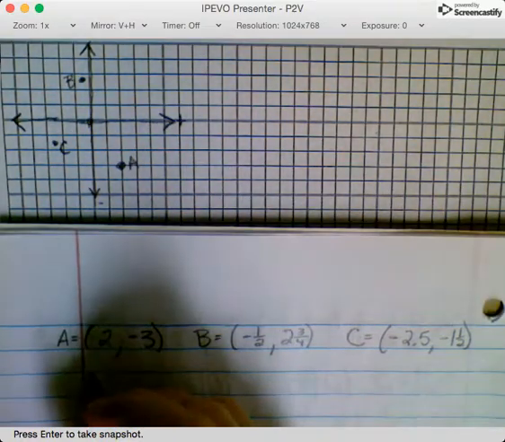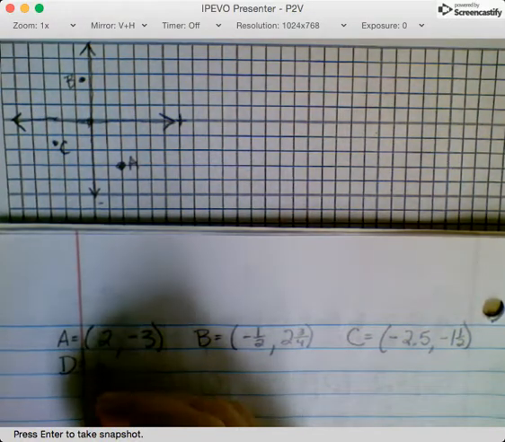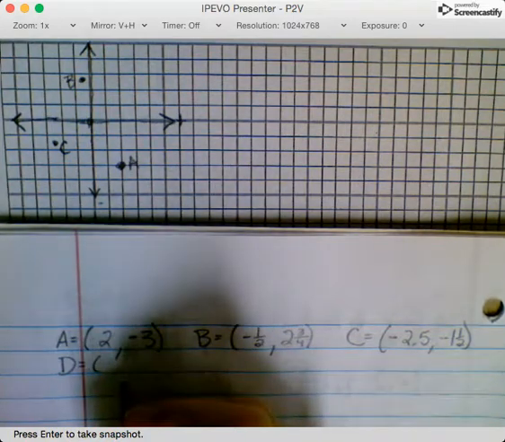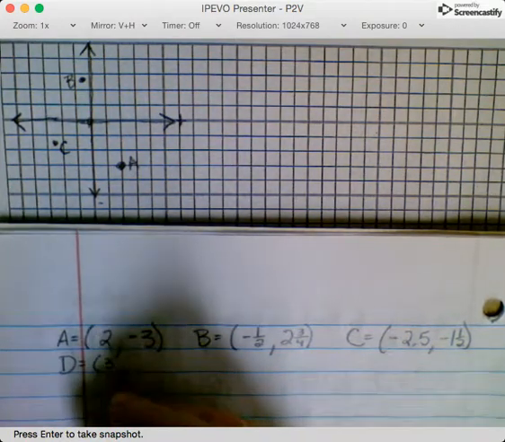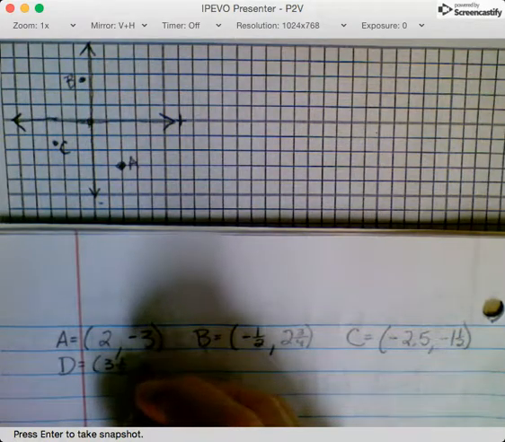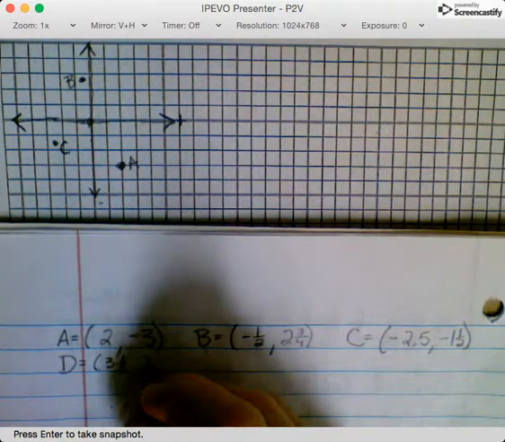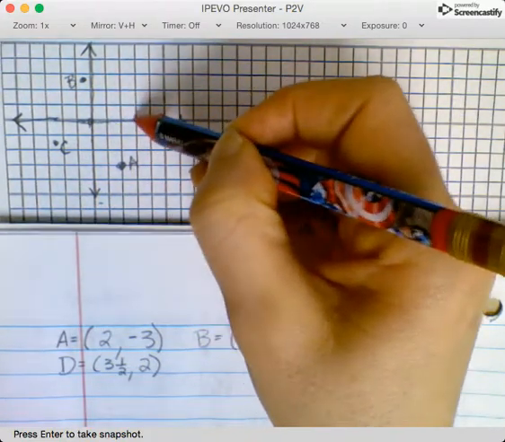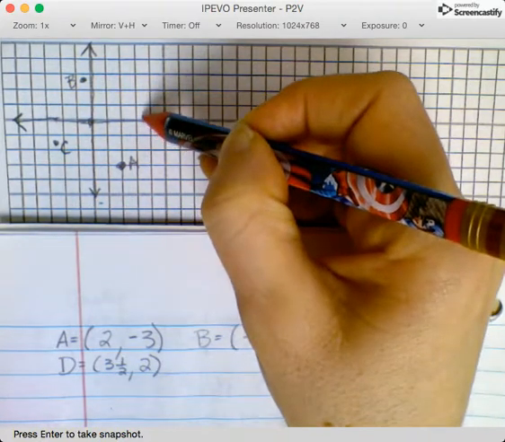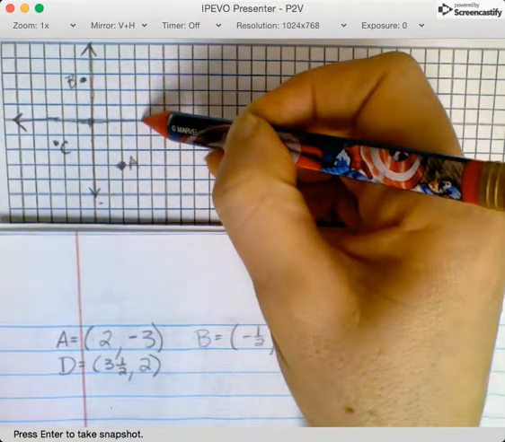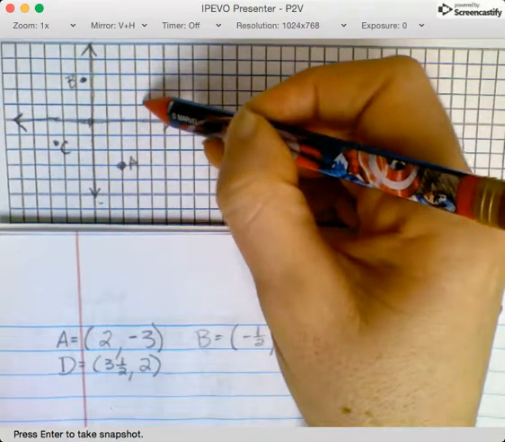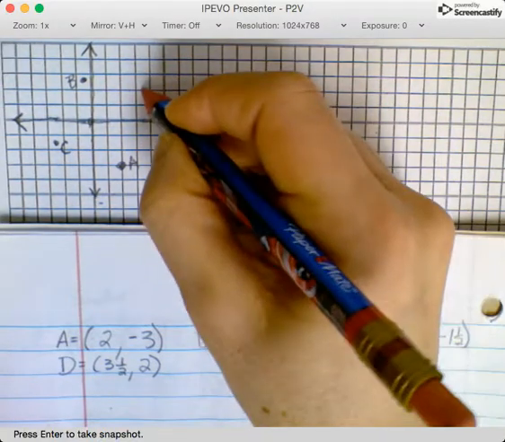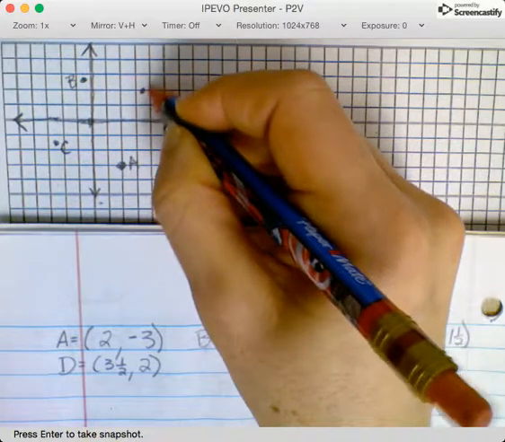Okay. And let's do a point D. Point D, let's do (3.5, 2). So I go 1, 2, 3 positive, and halfway to the next one. So 3.5 is here. And then I go up 1, 2. So that would be 3.5 comma 2. And I'm labeling that point D.